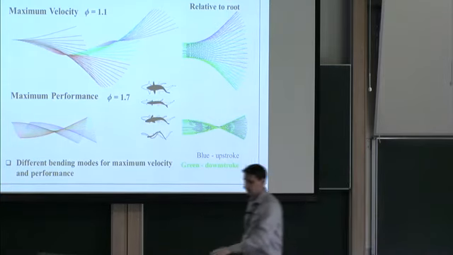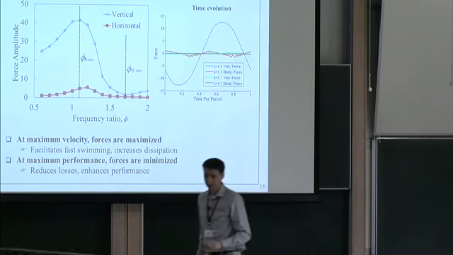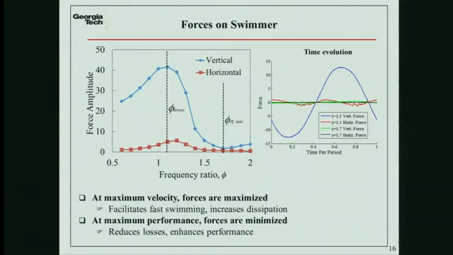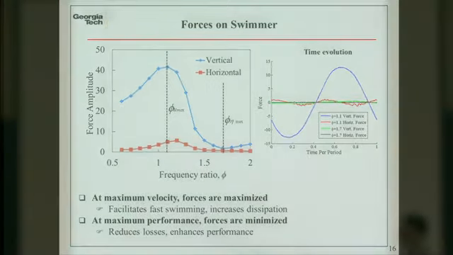And indeed, if we look at the forces on the swimmer, as you mentioned, the total force is 0 over a period, but we have a force that oscillates. This is the force in the vertical direction. This is the force in the horizontal direction. So this is the instantaneous force, how it changes.